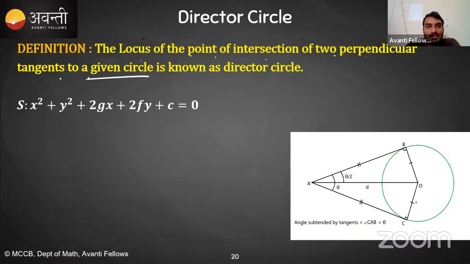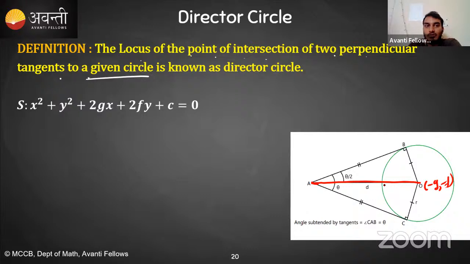Okay, so students, in the last class I told you, let's say this point P is the point A which is lying outside the circle, right? And this is the center. What is the center? Minus g comma minus f for this circle. From the point A which is lying outside the circle I can draw the two tangents, and these two tangents are equally inclined to the line joining the point and the center, right?